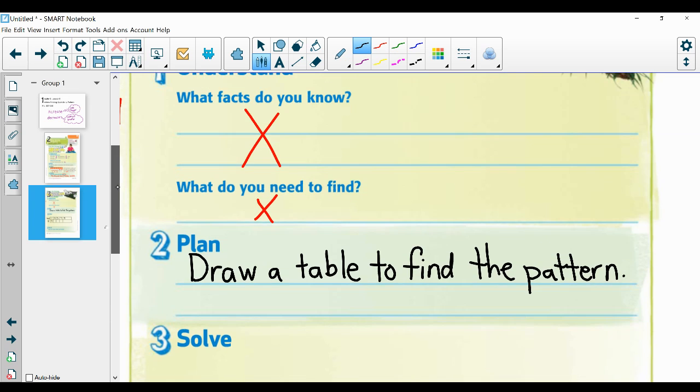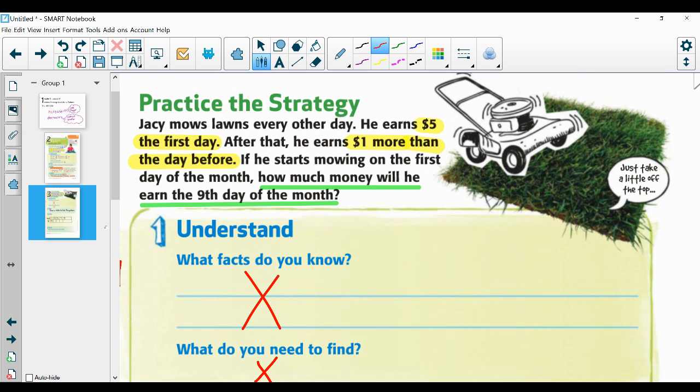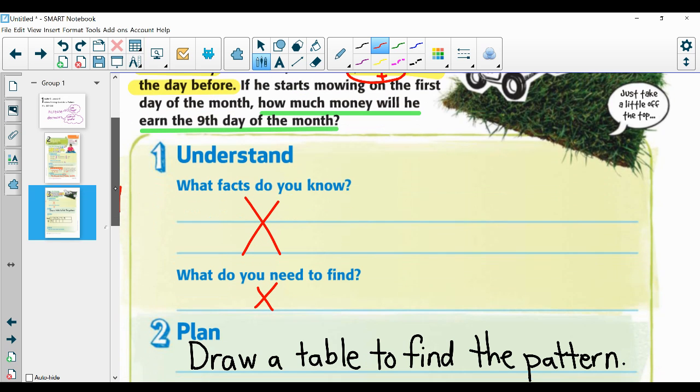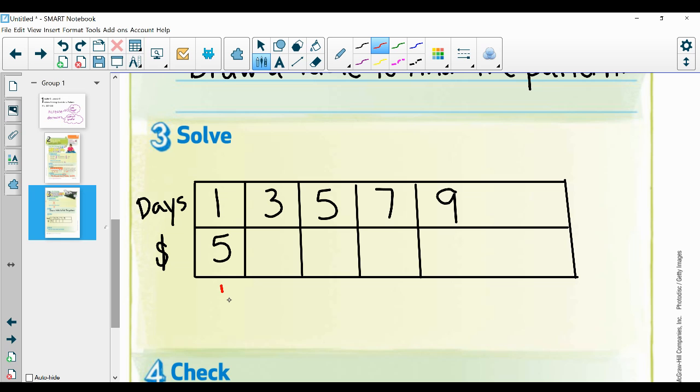Now, he doesn't make $1 the next day. He makes $1 more. So more tells me I need to add. So I'm going to add $1 to the previous day. Okay, so that's actually telling me my pattern because I'm going to add 1 to this to get what he gets on day 3. So on day 3, he gets $6. Then he gets $1 more on day 5. So 6 plus 1 is 7.